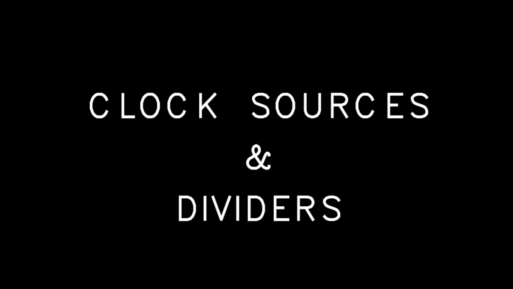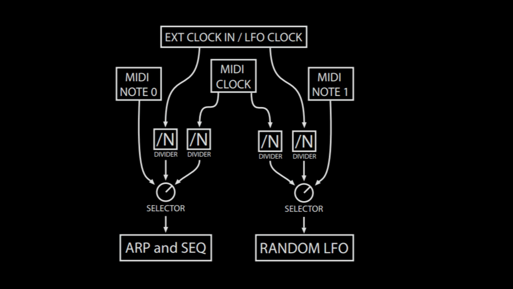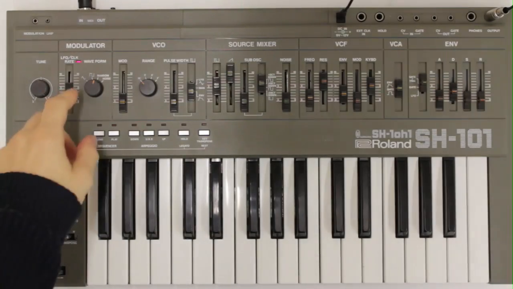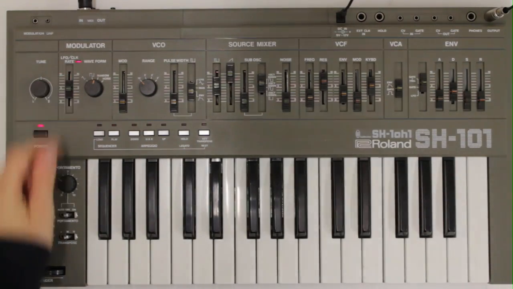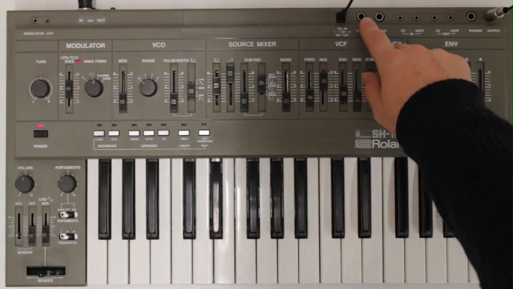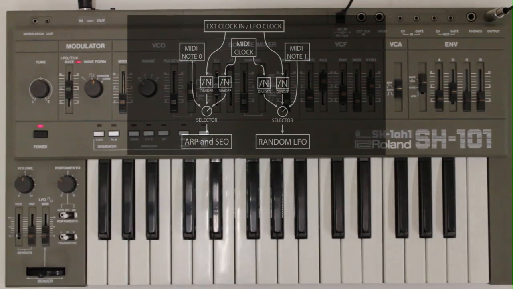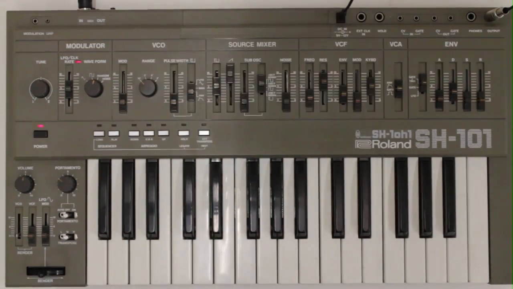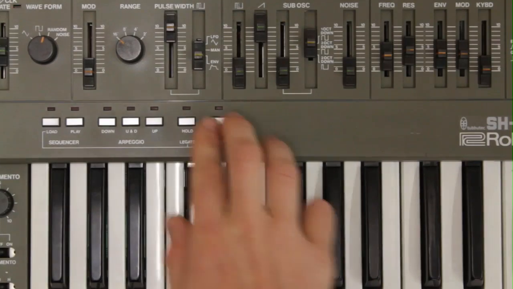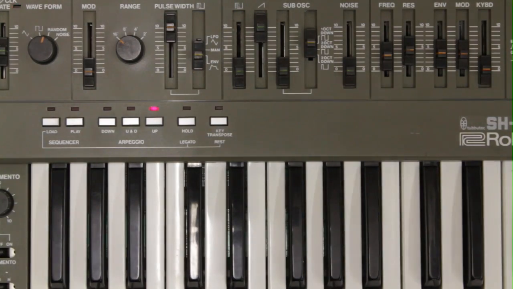Clock sources and dividers. The SH-101 sequencer, ARP and random style LFO can be clocked by multiple sources. A clock source can be the internal LFO, an external clock signal, a MIDI clock or a MIDI note. In all these cases, additional dividers are provided to sync the synth the way you like. Clock sources can be selected in a config menu or using MIDI.